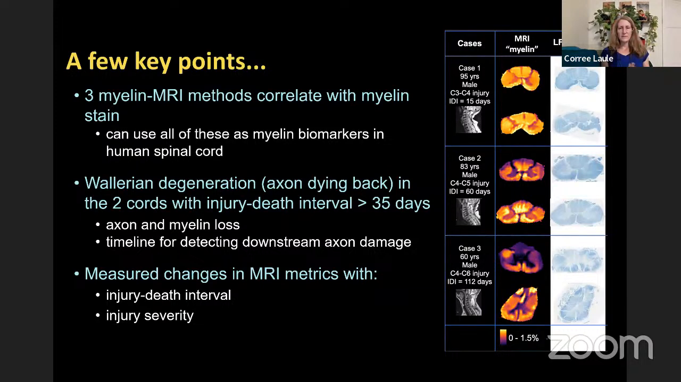So a few key points from this part of the presentation. There are 3 main myelin-related MRI methods that correlate with myelin staining. And so potentially you could use one or all of these in some combination as myelin-related biomarkers in human spinal cord. Wallerian degeneration, so the axons dying back, we can see primarily in the cords with the longer injury to death interval, so greater than about a month. And this is reflected in both axon and myelin loss. This could be a way of identifying a timeline for detecting downstream axon damage. And finally, some of our metrics are also related to injury to death interval and injury severity that was assessed when these people were still alive.